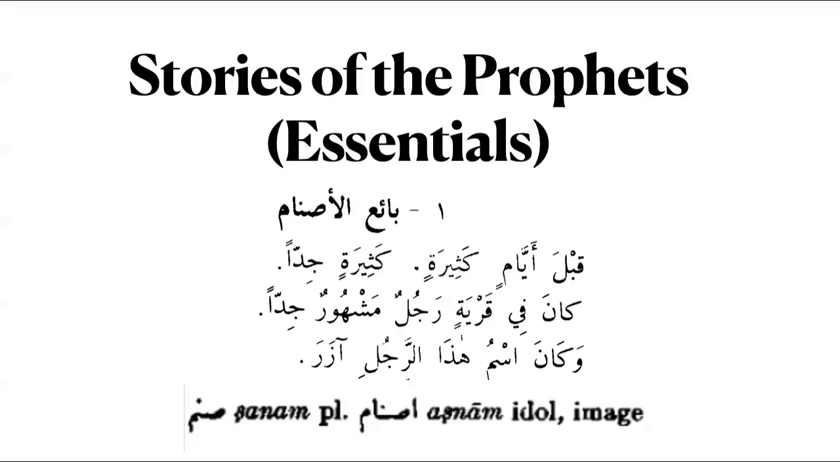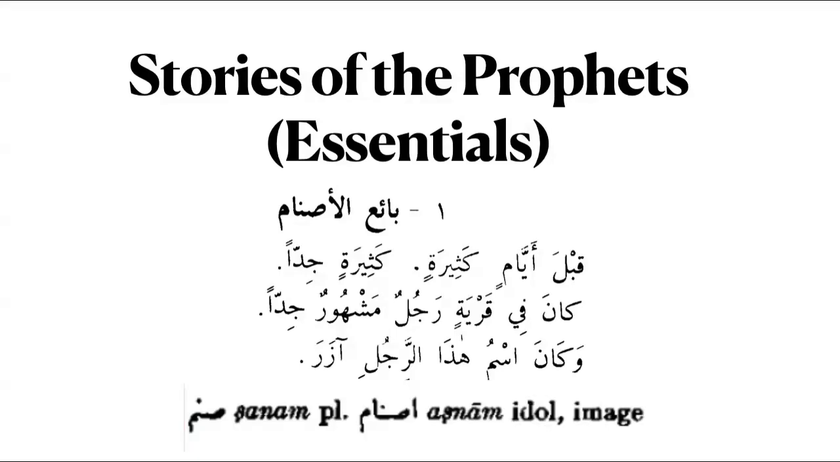It's mudaf to هذا, right? And هذا is في محل جر مضاف إليه. الرجل is not مضاف إليه, even though it has a kasra, because it's copying هذا. What's the i'rab of rajul? It's a badal. Al-kul min al-kul. We call this a badal. And the predicate of kana, the khabar kana, is always mansoob, and that is the last word, azar. The name of this man was Azar.